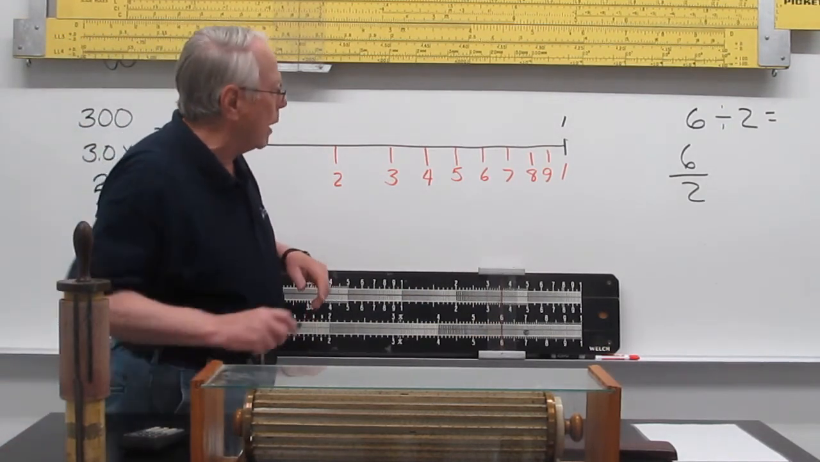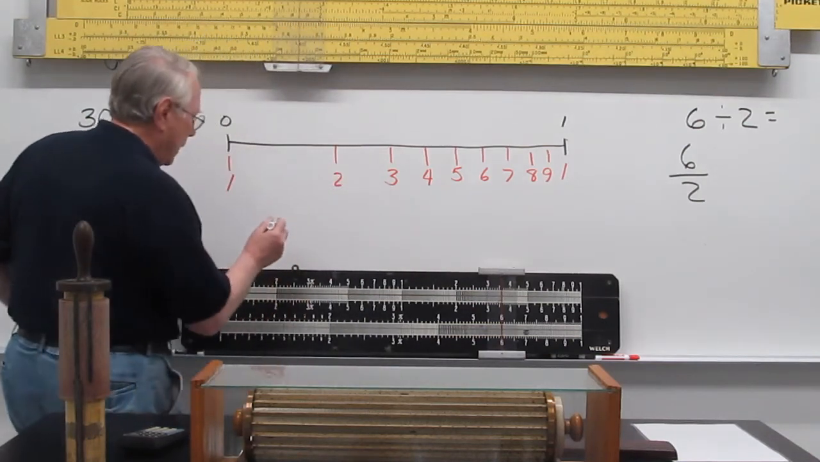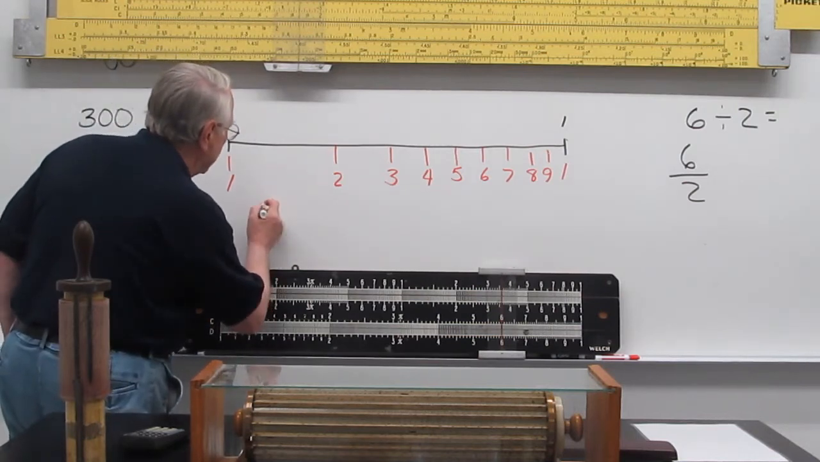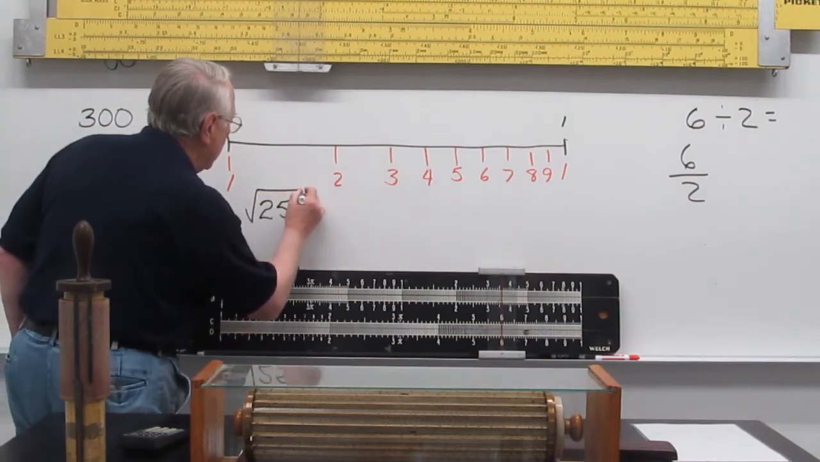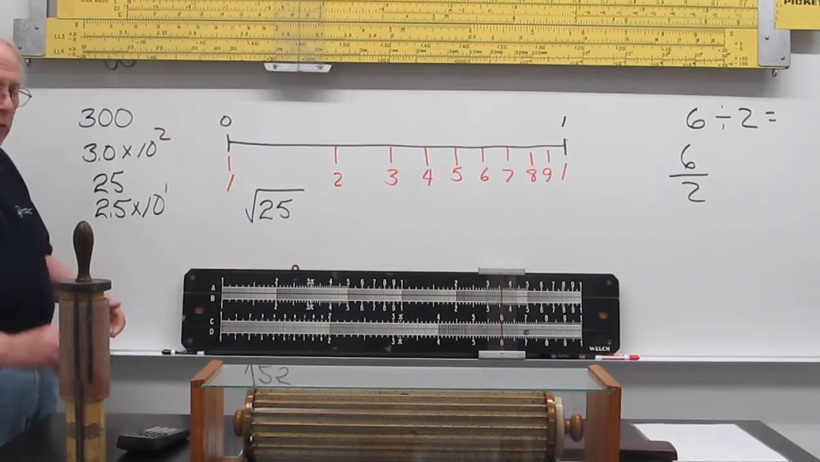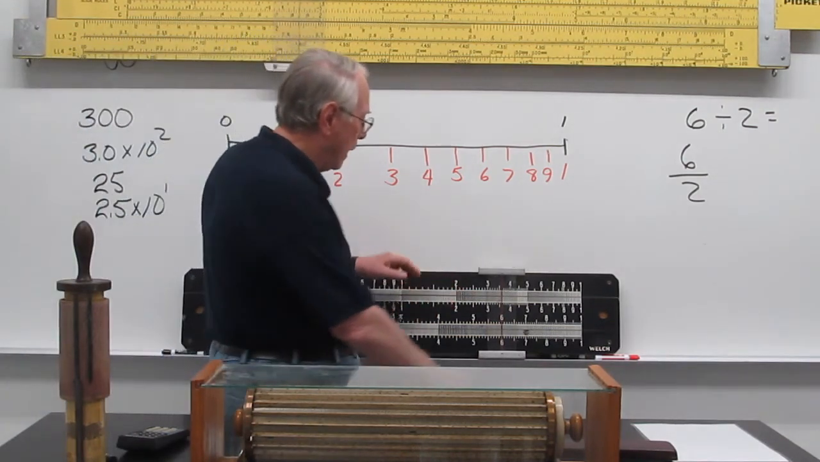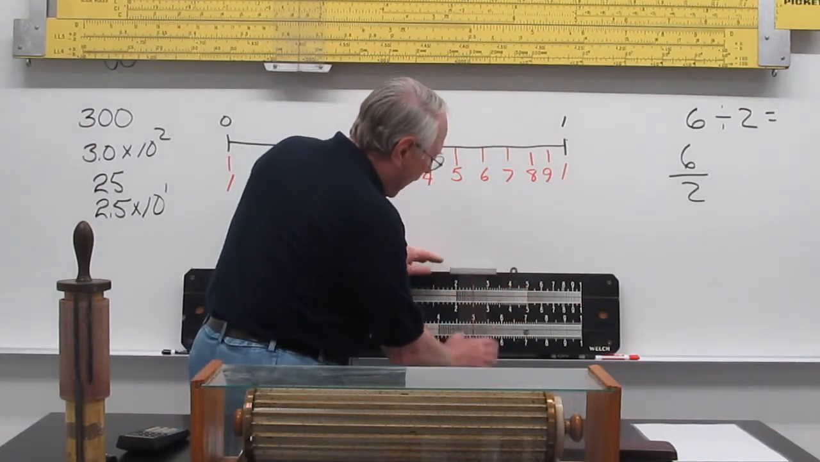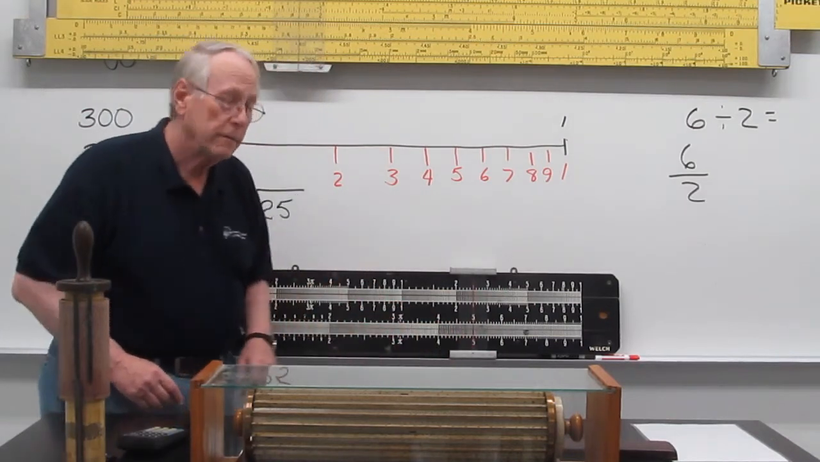And so if we want to find the square root of 25, that would be 2.5 times 10 to the first. So we would have to use this scale right here. We'll put this on 2.5, and the answer is down here at 5.